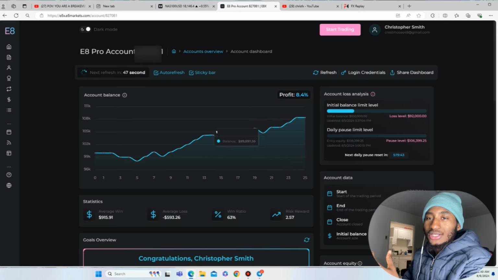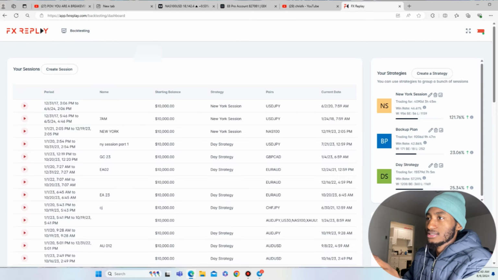The reason why I'm not surprised my chart looks like this is because I've backtested the strategy multiple times, and I've used the strategy multiple times. I backtested the strategy for more than 4,000 or 5,000 trades. So let me show you guys. As you can see, I've backtested a lot. Let me show you one of them, right?